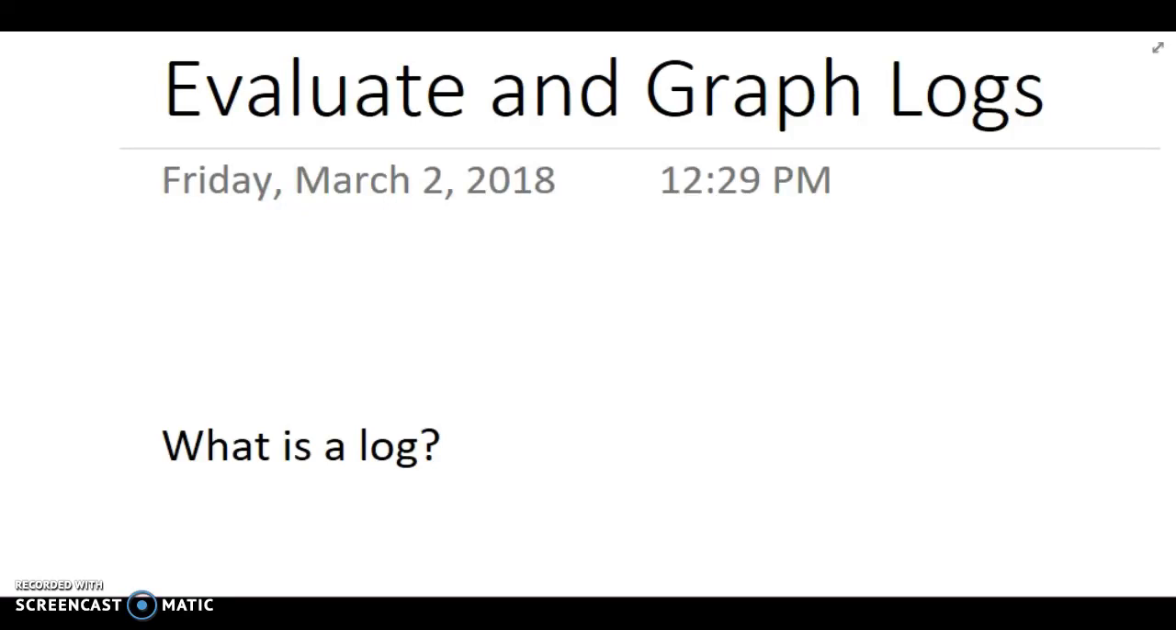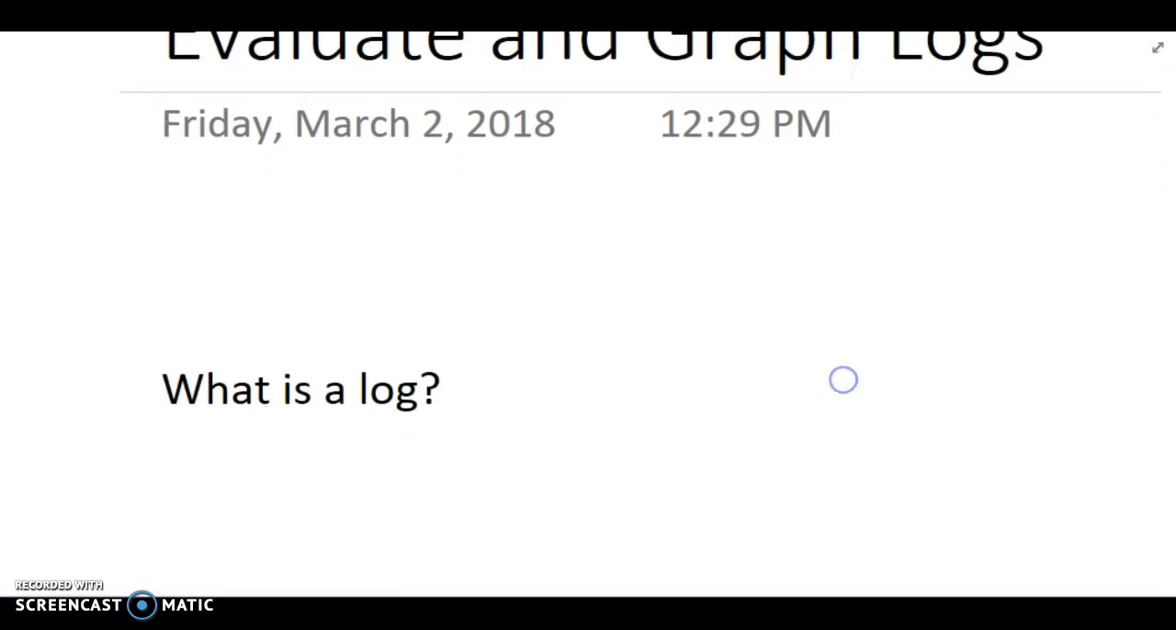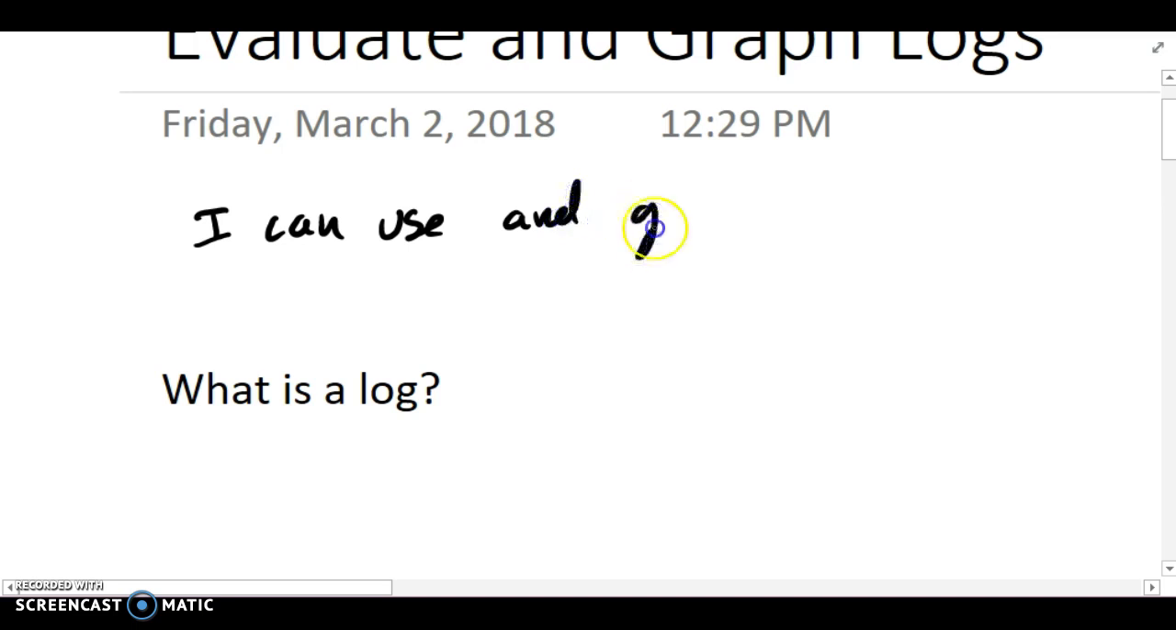So today we're going to talk about logarithms, all right? Hopefully you're all doing well today, students. And we're going to talk about this. So what are logarithms? Today's goal is: I can use and graph logs, or logarithms, as we call them.